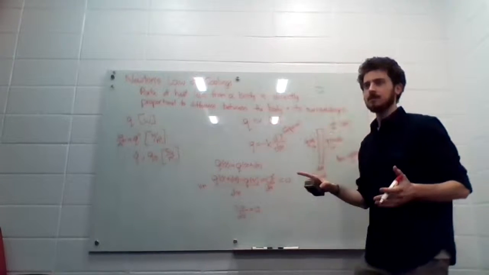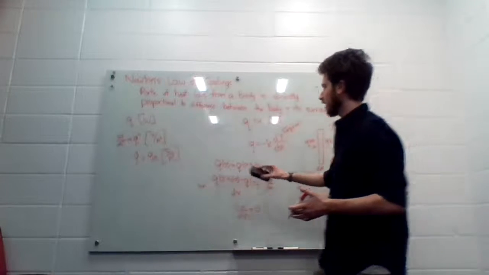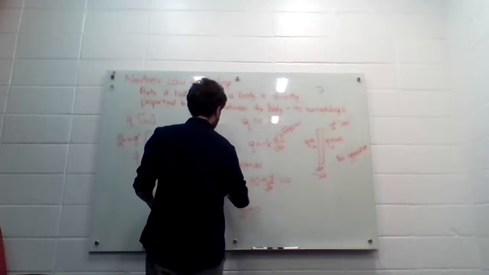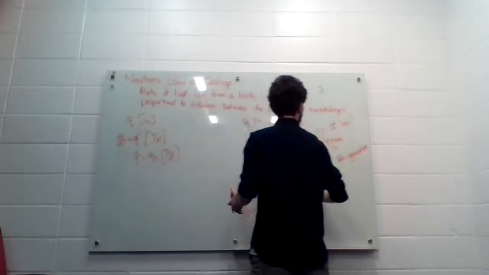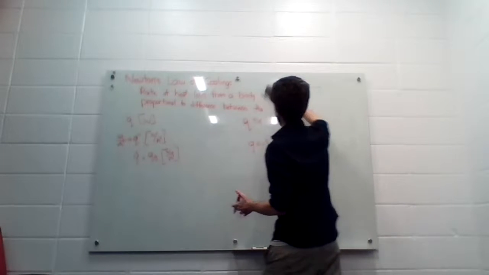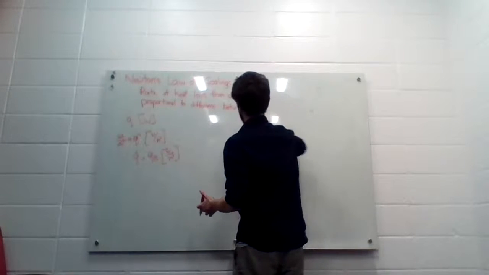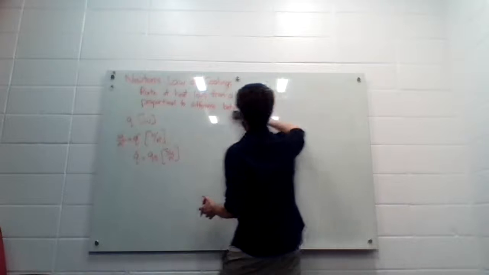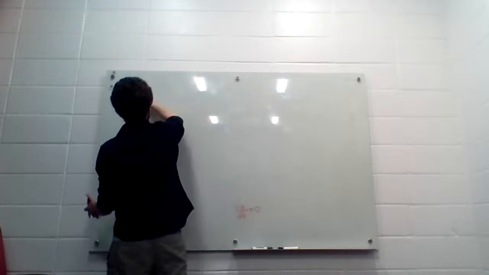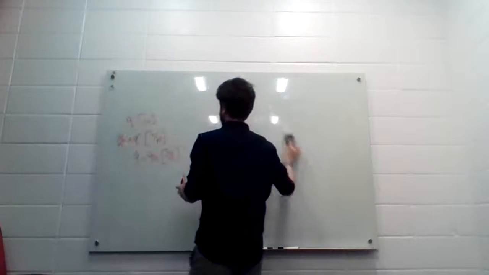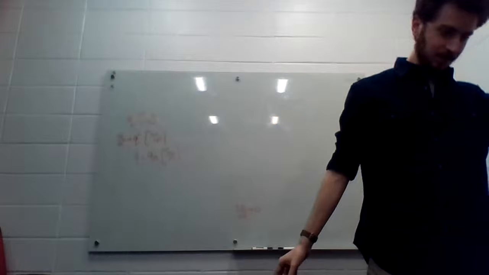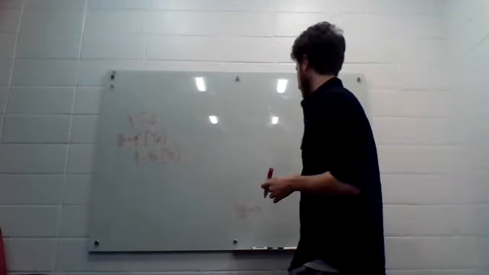Any questions? Okay, so we got dq dx equals 0. I'm going to erase most of this. I'll leave this up for now. Okay, so we've got dq dx equals 0. Now this is when we do that substitution.